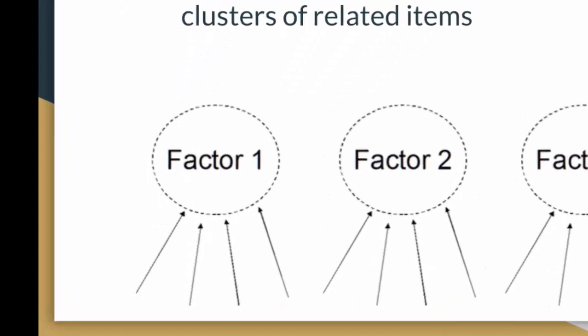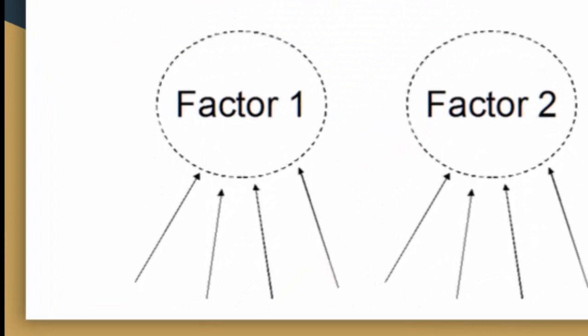that he called source traits. So with the example I gave you on the previous slide of a person who's friendly and outgoing and talkative, those would all be the little arrows at the bottom going up into factor 1, for example, and factor 1 would be called extroversion.